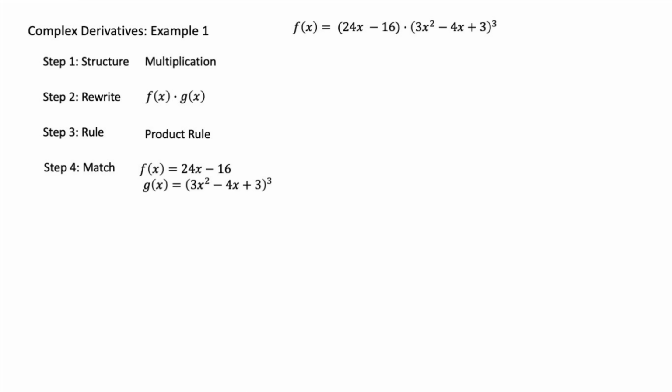We have multiplication that leads to f of x multiplied by g of x, which is the mathematical notation for the product rule. Now we match the different parts of our function to the mathematical notation. The first function is 24x minus 16, and the second function is 3x squared minus 4x plus 3 cubed. Remember that the exponent stays with the second function because we're treating both the function and the exponent as one unit.